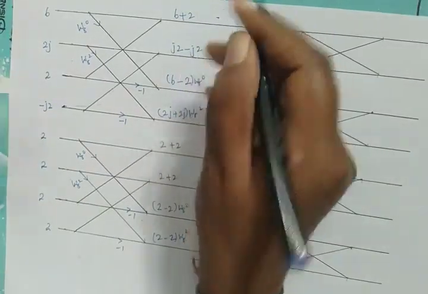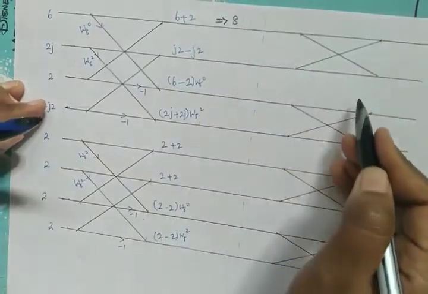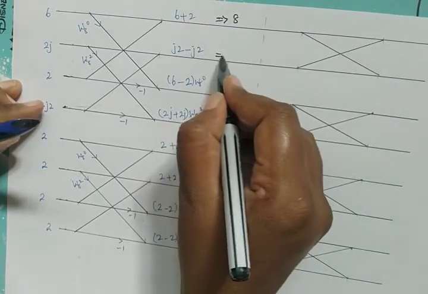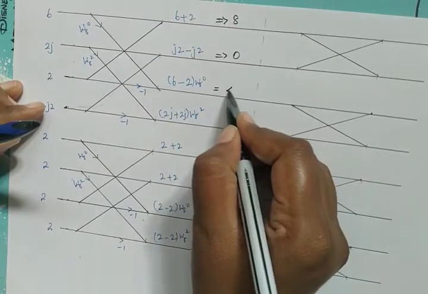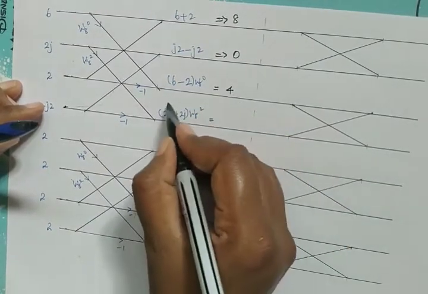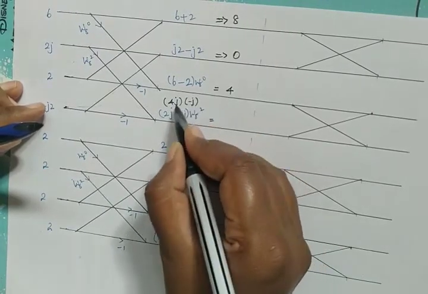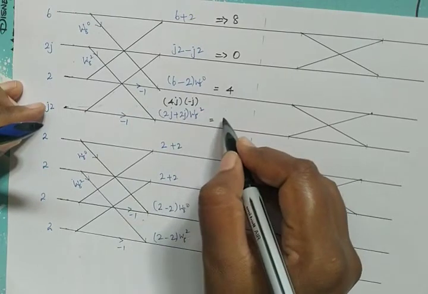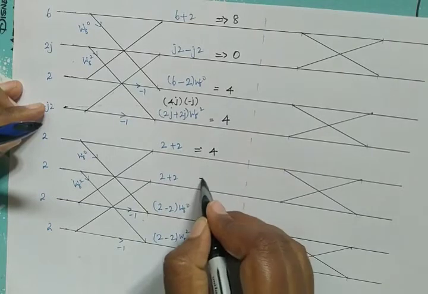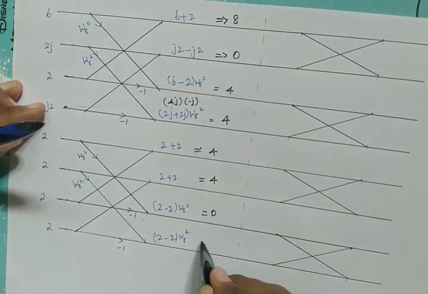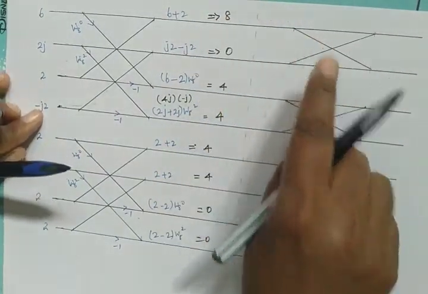So 6 plus 2 will be equal to 8, because this is what we are going to give as input to the next stage. And here this is j2 minus j2, so that we will get 0. And here it is 4, and here, now what is here, 4j into, we have minus j here, so minus j square, this will be minus 1, so we will get only 4 here. Then the next one is 4, then the next one is 4, and here it is 0, and here it is 0, because 2 minus 2 will become 0 here. Now let us take this as input to the next stage.